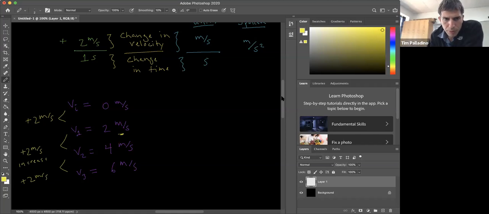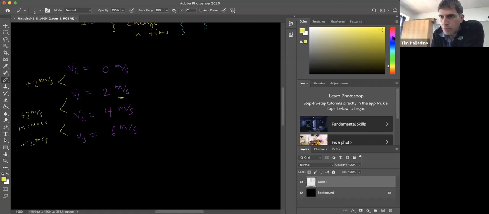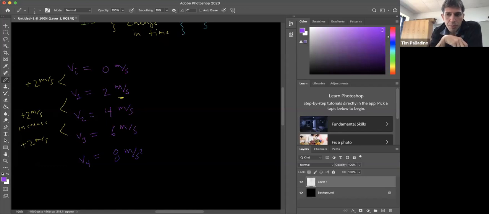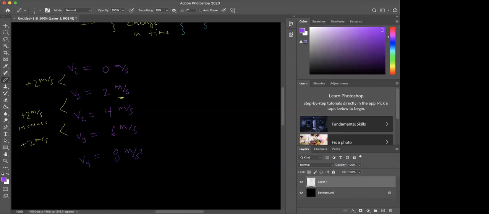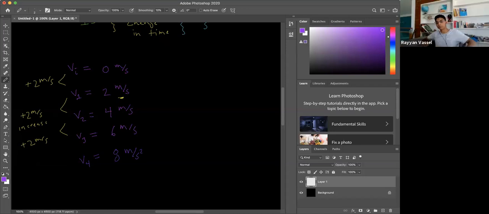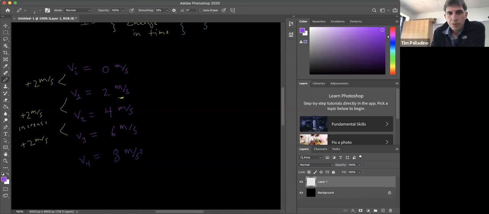And then after 1 more second, let's call this 4 seconds, what do you think the velocity will be? 8 meters per second. Very good, 8 meters per second. So every second, the velocity increases by 2 meters per second. Does this one make sense so far? Yes. Yeah. All right.